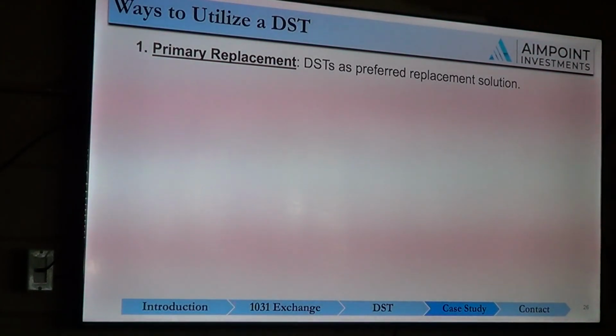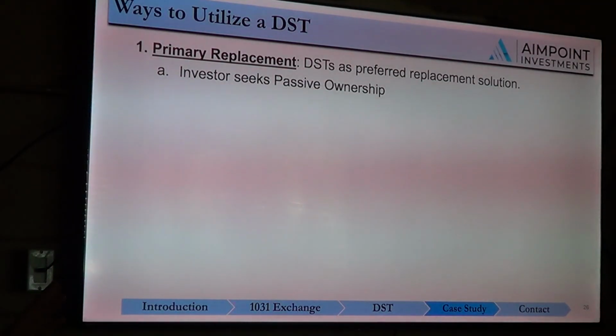The first is as a primary replacement. This is why we're seeing a lot of California owners choose this. It's because they just want passive ownership. They're just tired, they want to retire from managing real estate. Yeah, Dan? And you're actually locating the properties and bringing them into these investments. Exactly right. Yep. So that's the number one reason to choose this.